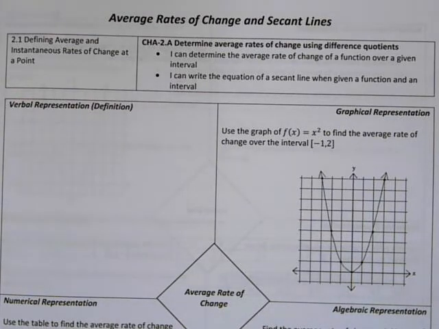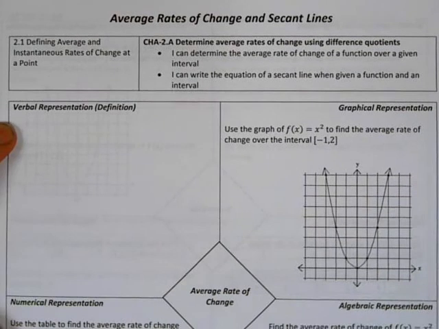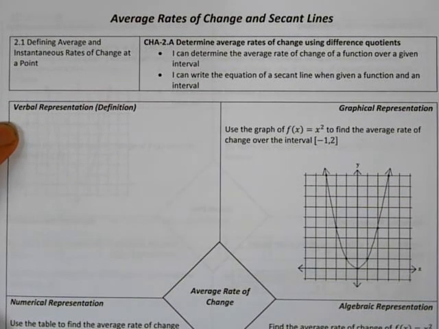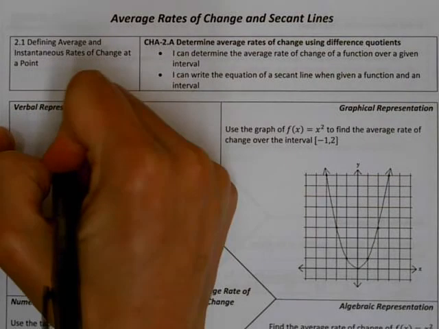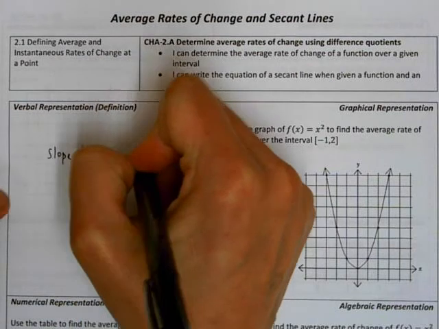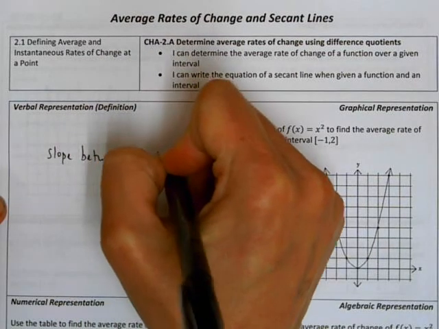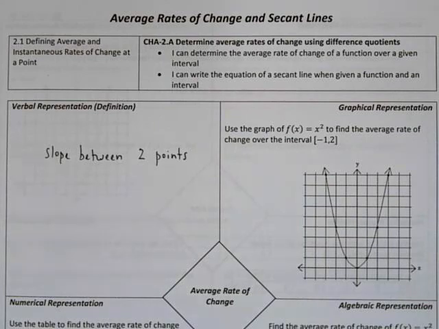We're going to be working with our four different representations: verbal, graphical, numerical, and algebraic. In terms of our verbal representation, or our definition, when we talk about average rates of change, we're really just talking about the slope between 2 points. So when we think average rate of change, we just think slope.